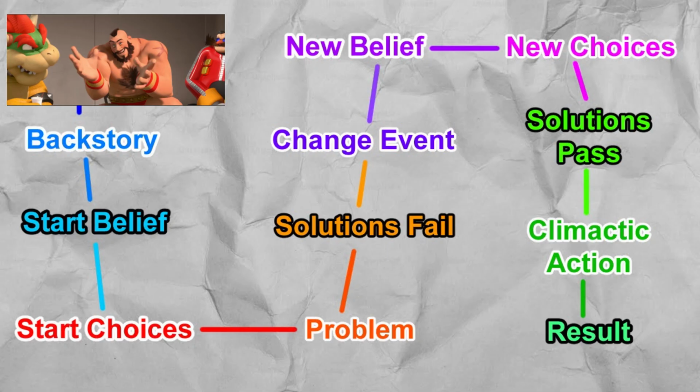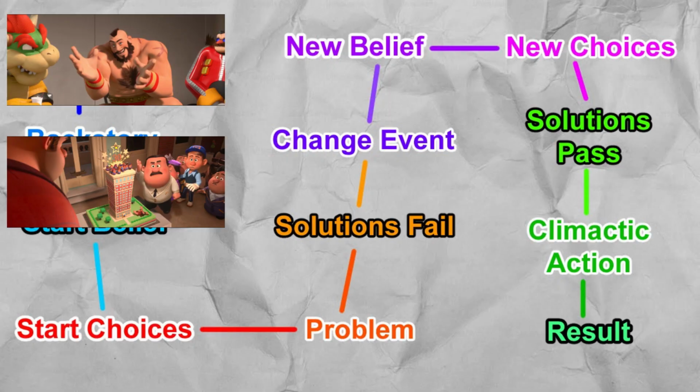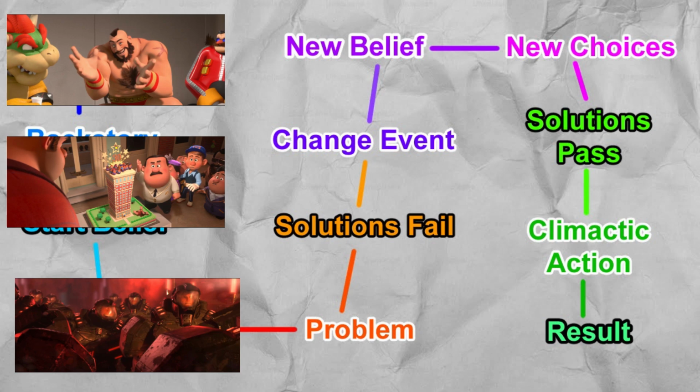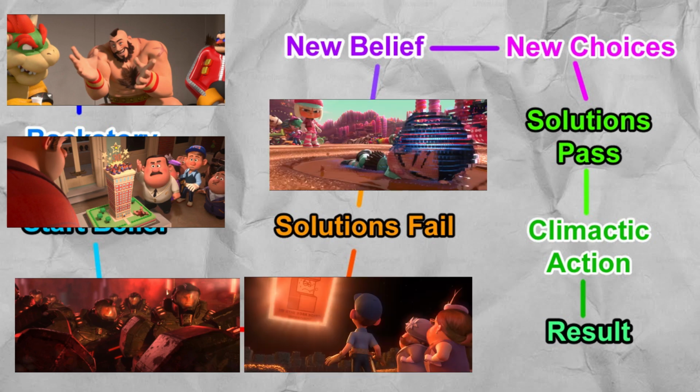Ralph doesn't agree. He feels underappreciated and doesn't want to be the bad guy of his game anymore. He makes the choice to go get a medal to prove that he can be a hero. This creates a problem. He struggles to get the medal while his game goes out of order. Ralph's change event is seeing Vanellope getting bullied.